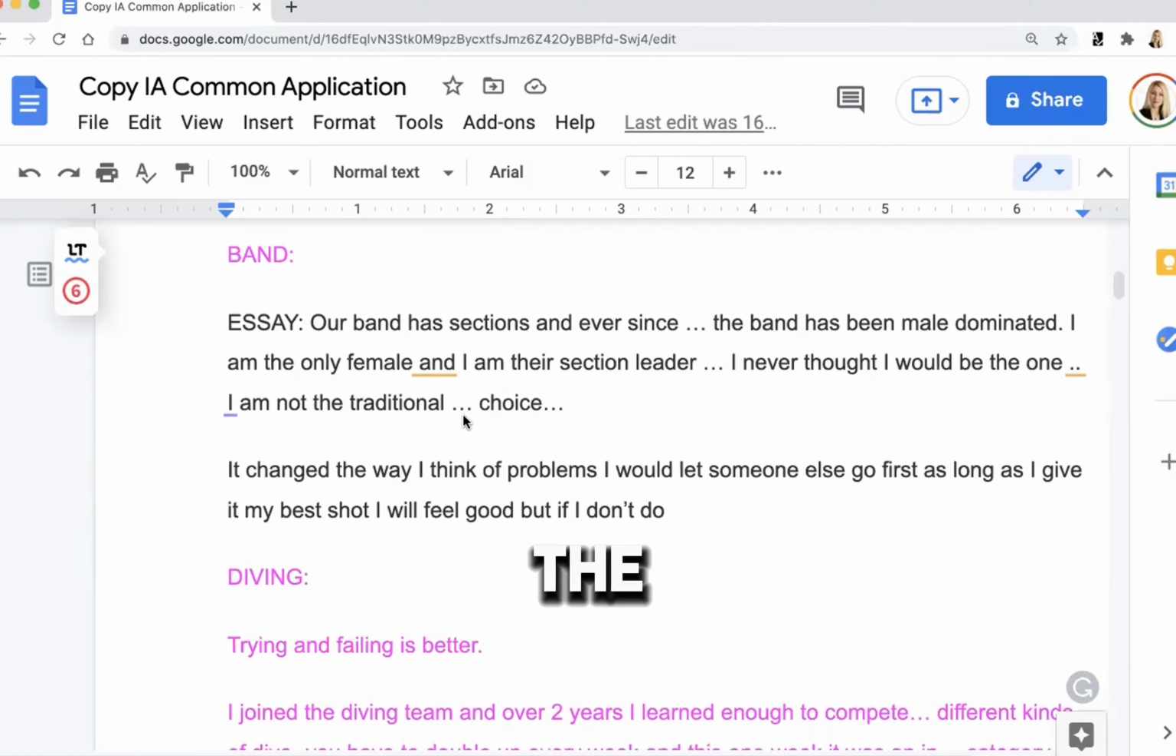This time though, the twist that she gave to her second draft was about being in a band, but not so much focusing on the fact that she was shy and had to learn a new musical instrument. This time the essay was about how male dominated the band was and where she fit in that as a female, and how that was breaking her out, breaking free and changing the status quo. And as a result, the changes that happened to her changed the way I think of problems. I would let someone else go first as long as they gave it my best shot. I will feel good, but if I don't, okay. And then she stopped.